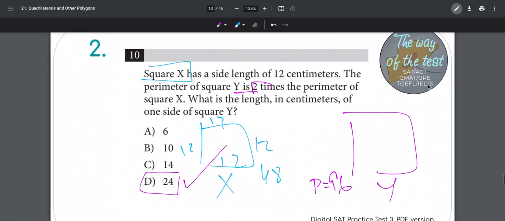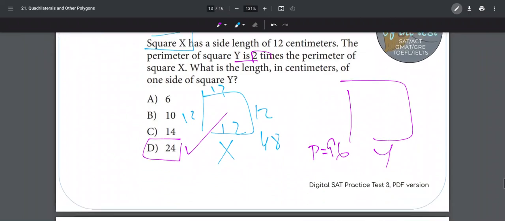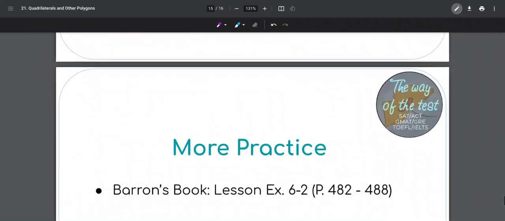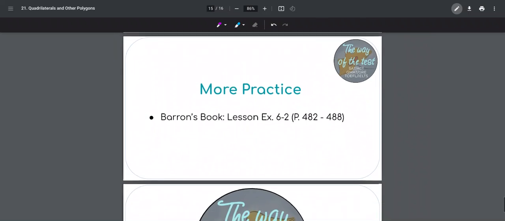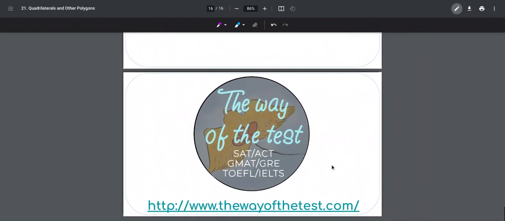Pause the video right now. Copy everything you have to copy. And if you want to practice more, this is the chapter of the Barron's book where you can practice. In this case, there is no chapter of the Panda book, but you can practice using Khan Academy or practice tests.